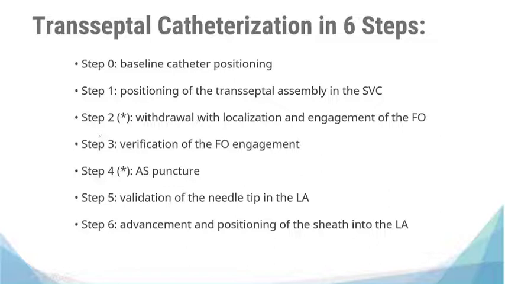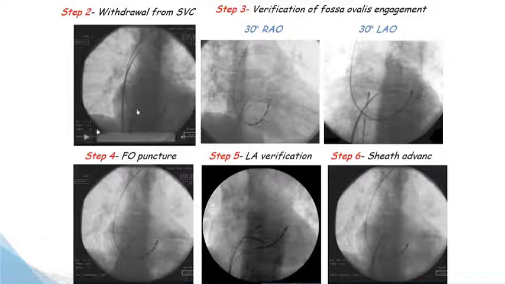We have 2 crucial steps here identified by an asterisk, but for each step, since it is crucial for the safety and the whole procedure, we verify in the subsequent step that the previous step has been accomplished the proper way. And I'm going to show you that very quickly in the next slide.